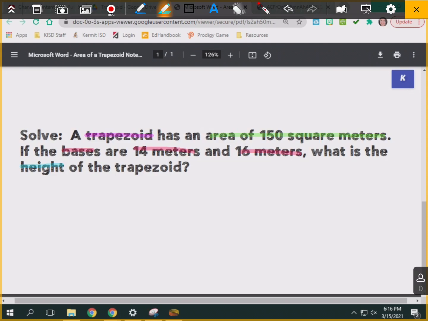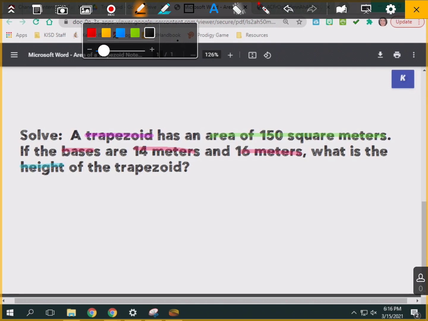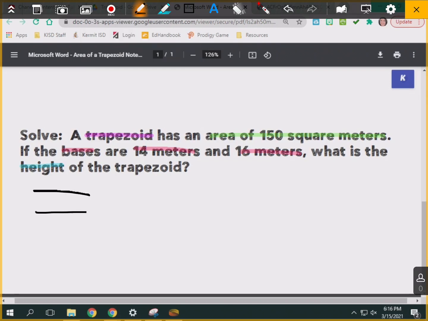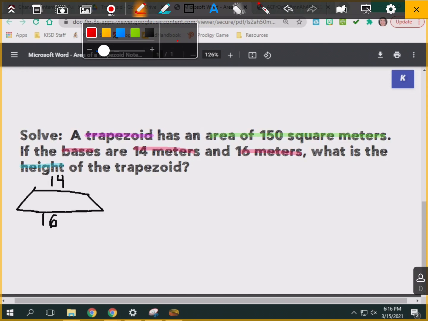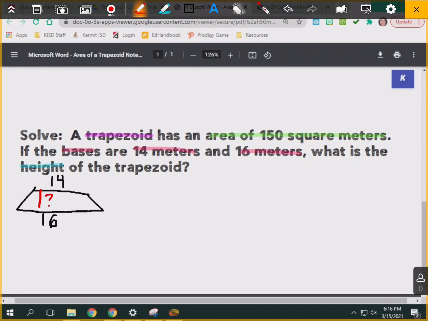So just to help me visualize this, I'm going to go ahead and draw this little picture. Is it perfect? No. Do I care? No. I know that the whole thing is 150. I know that the bases are 14 and 16, so I'm going to label those. And what we don't know is that height, the line right here connecting them. But we do know that the total is 150 meters squared.